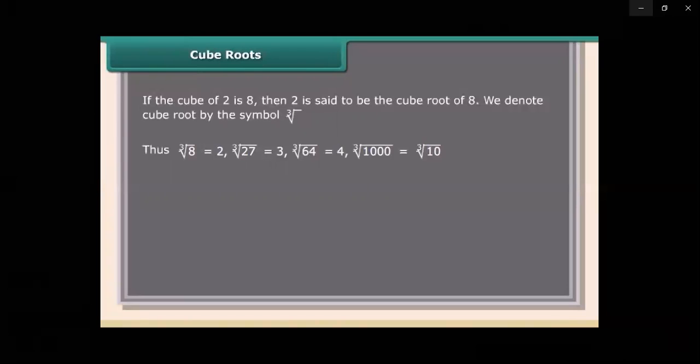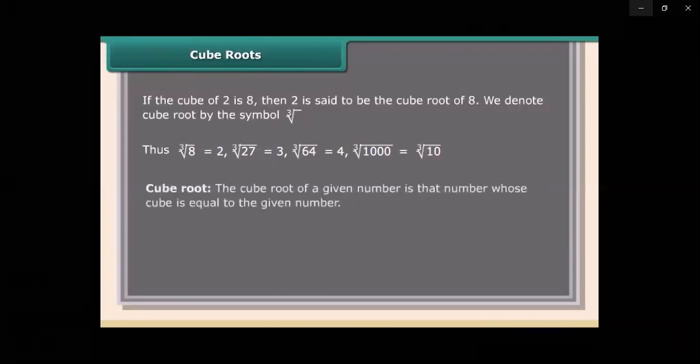For example, the cube root of 8 is 2. Similarly, the cube root of 27 is 3, and the cube root of 64 is 4, and the cube root of 1000 is 10.